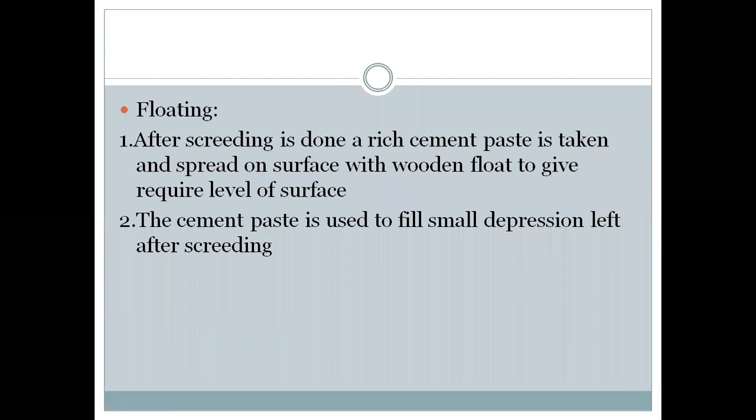Next is floating. After screeding is done, a rich cement paste is taken and spread on the surface with a wooden float to give the required level of the surface. The cement paste is used to fill the small depressions left after the screeding. So after screeding, we require the floating, done with a small wooden float, and if there is a small depression, it will be filled using the cement paste.